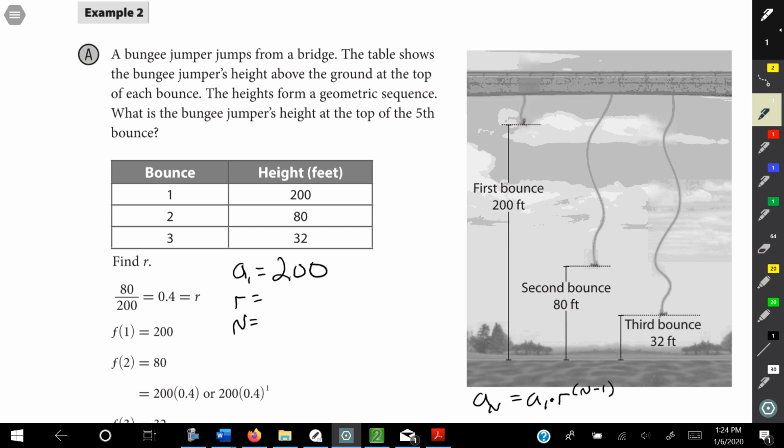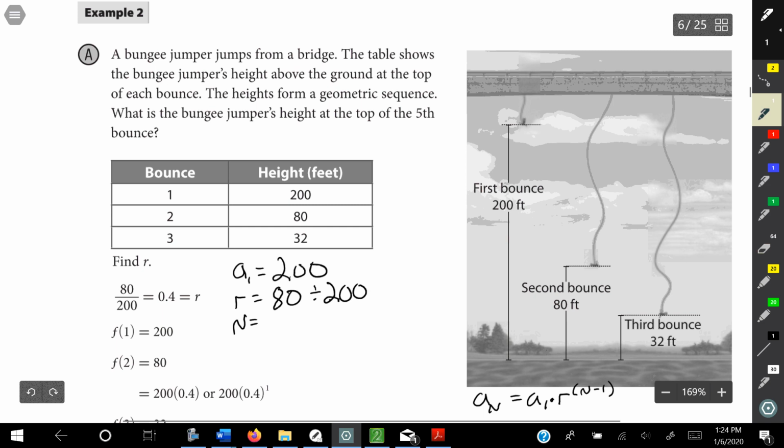Then we've got to find the common ratio. The common ratio is going to be the second term divided by the first. So we're going to have 80 divided by 200, and when we do that, we end up with 0.4. So that's our common ratio. And then finally, we're going to find the nth term. Well, the nth term is the number of bounces we're looking for. So we're looking for the fifth bounce. So the nth term is 5.